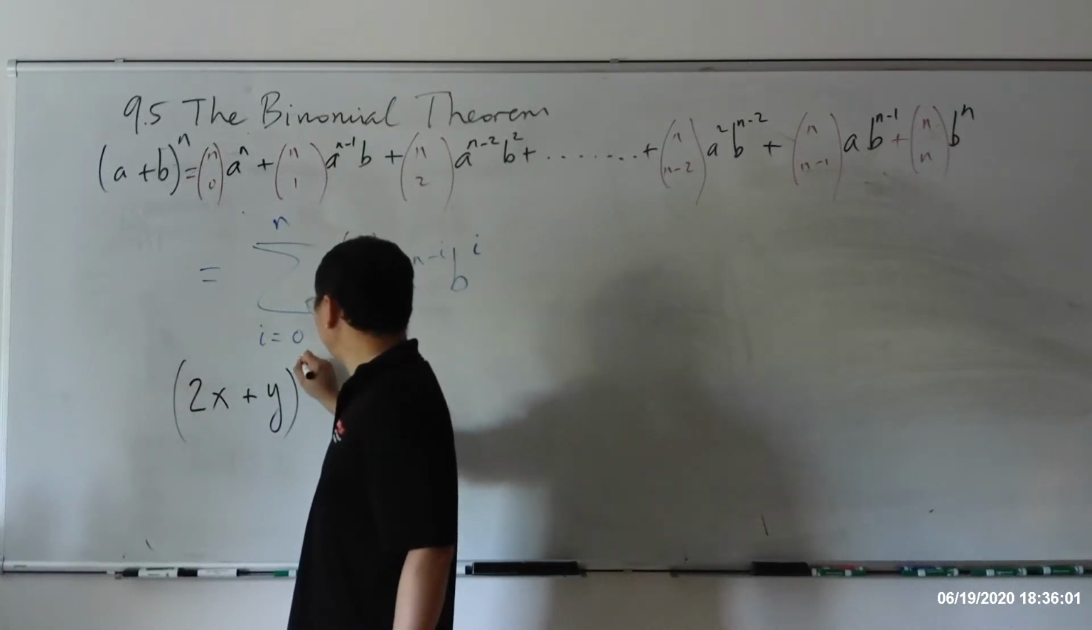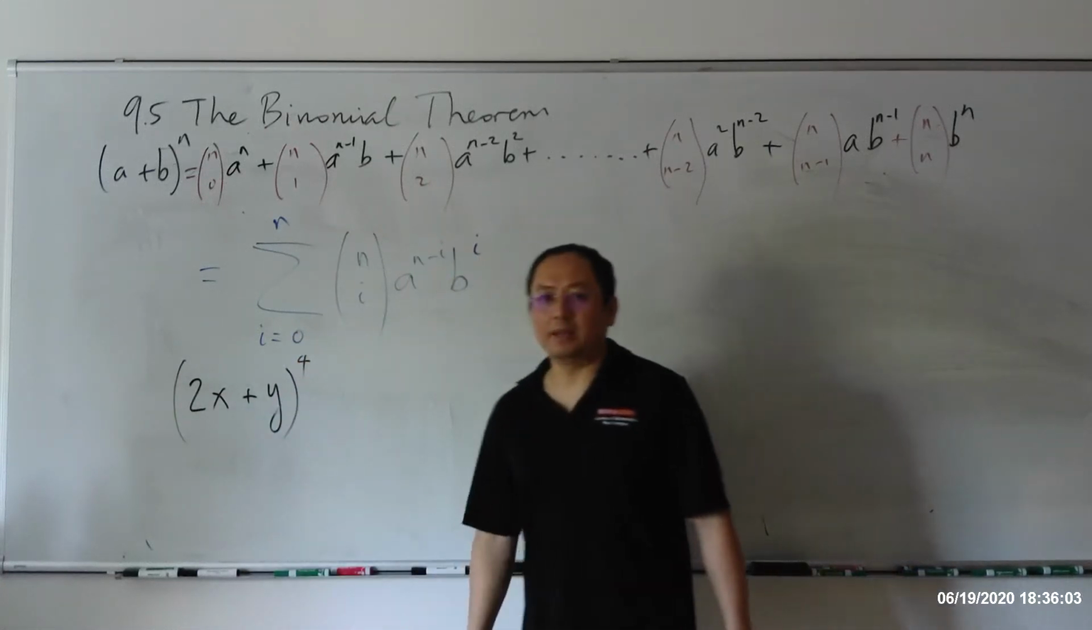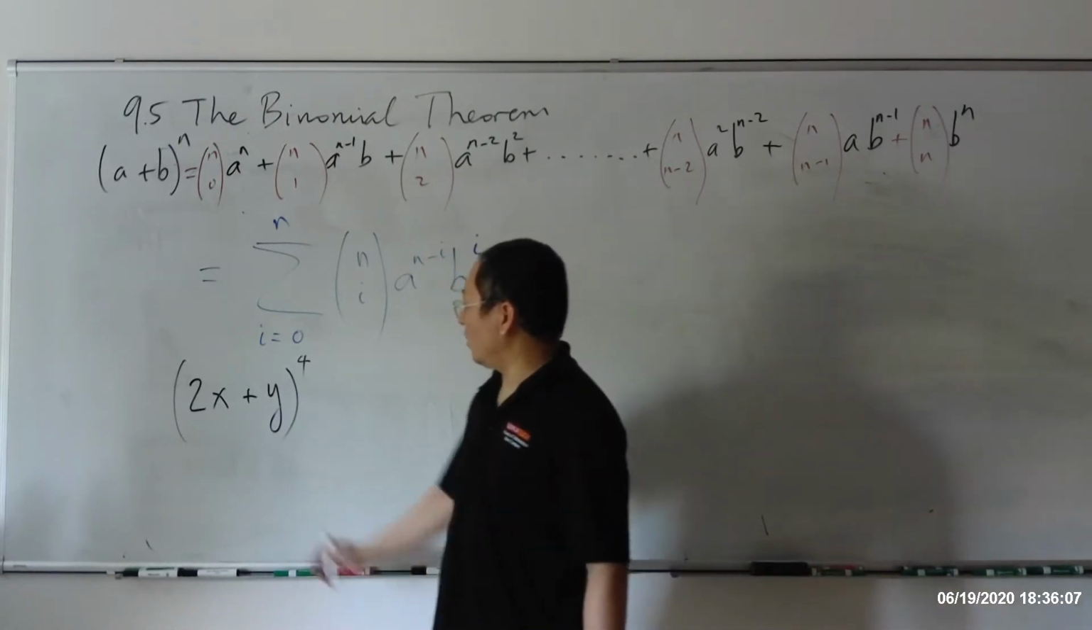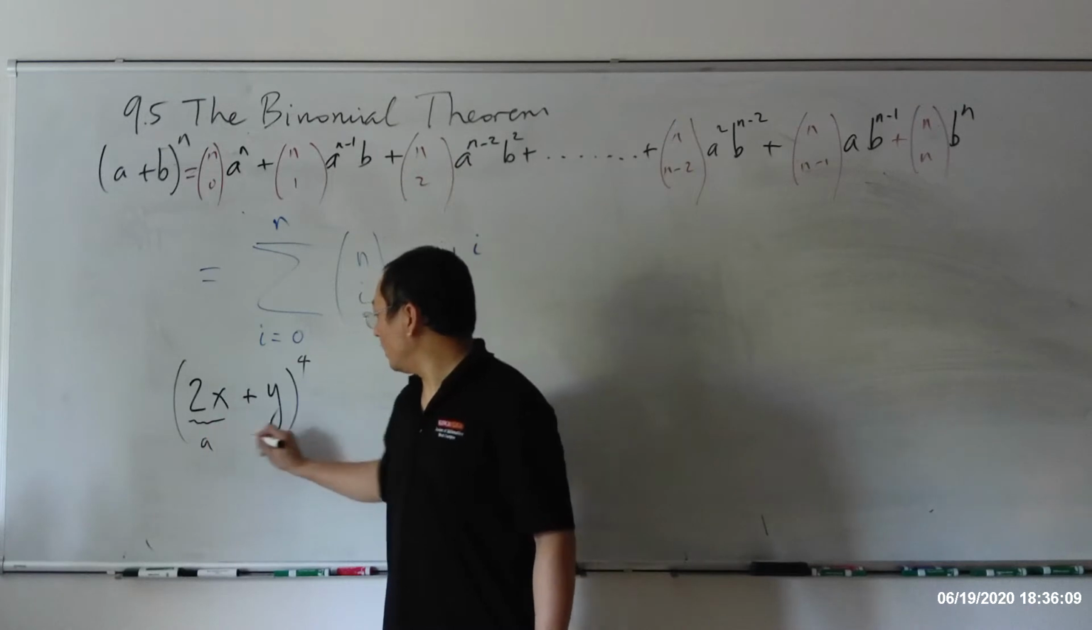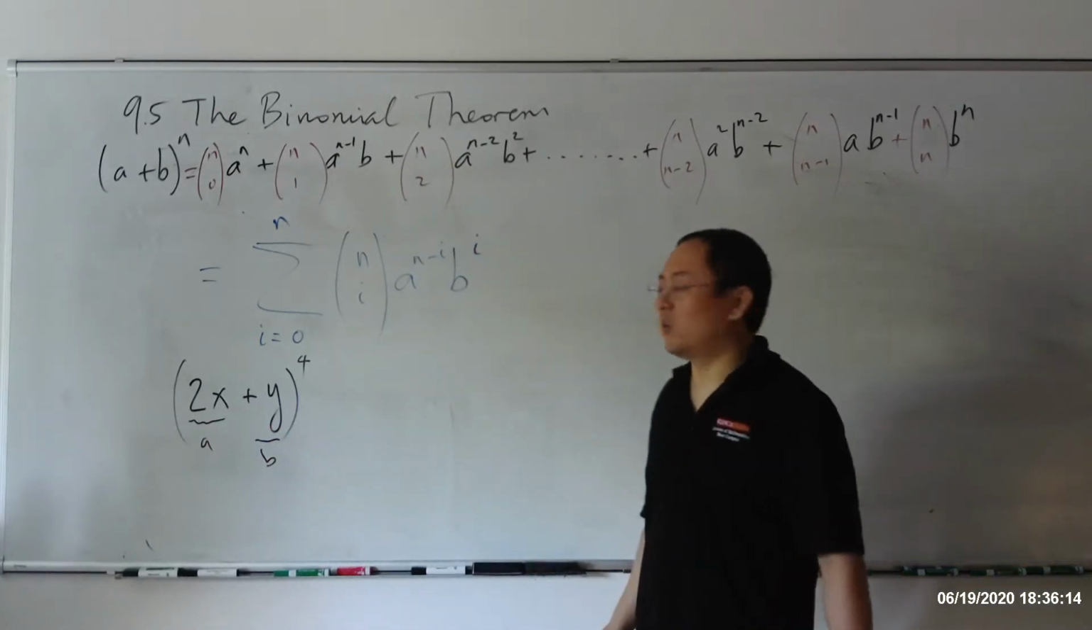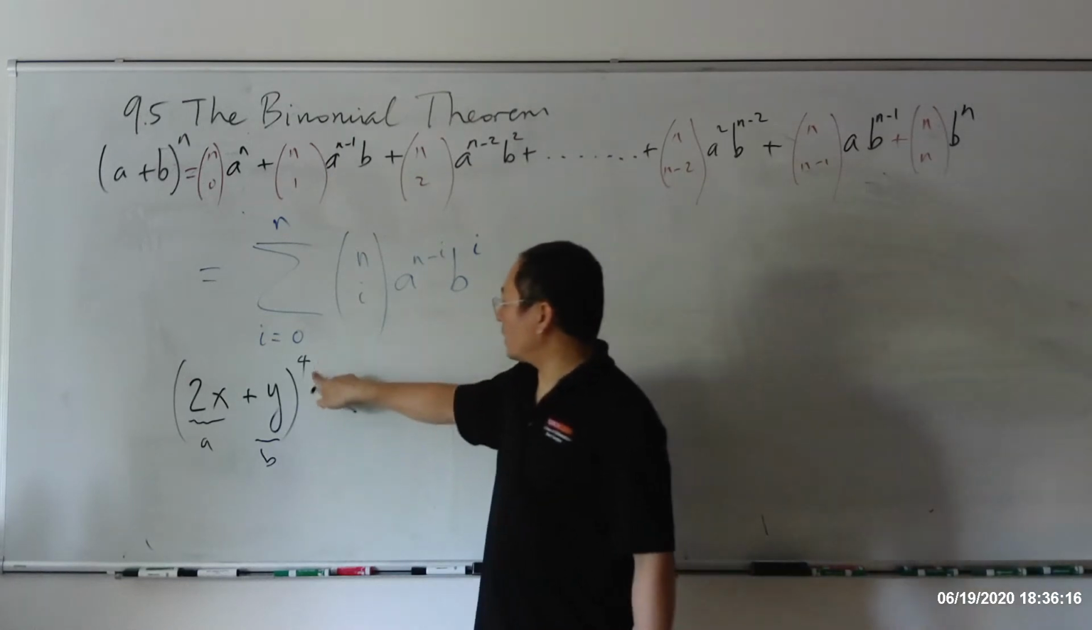raised to the 4th. Expand this binomial and simplify your answer. So now you don't see a and b, you see what? 2x. This is like your a, and then y is like your b. And you can use the Pascal triangle in here because we have small exponent.